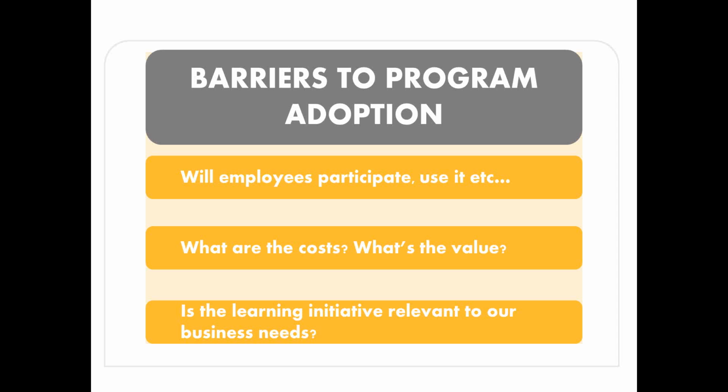Is the learning initiative relevant to our business needs? And again, this gets right back to the alignment idea. Well, of course it is. We're going to provide training on communication, on sales, on customer service. These are all business problems that we have. That again gets back to the vocabulary. You have to speak the language of the C-suite in order to overcome those barriers. That's how you do it.